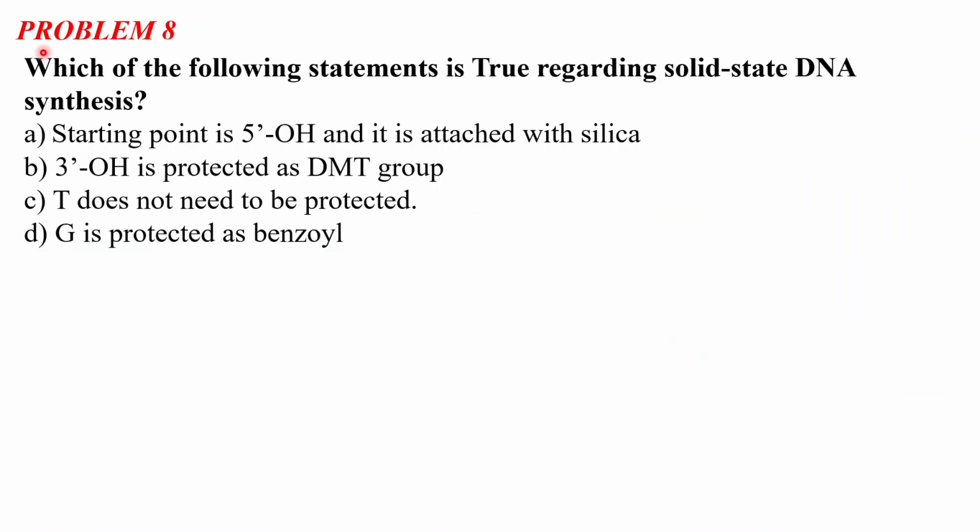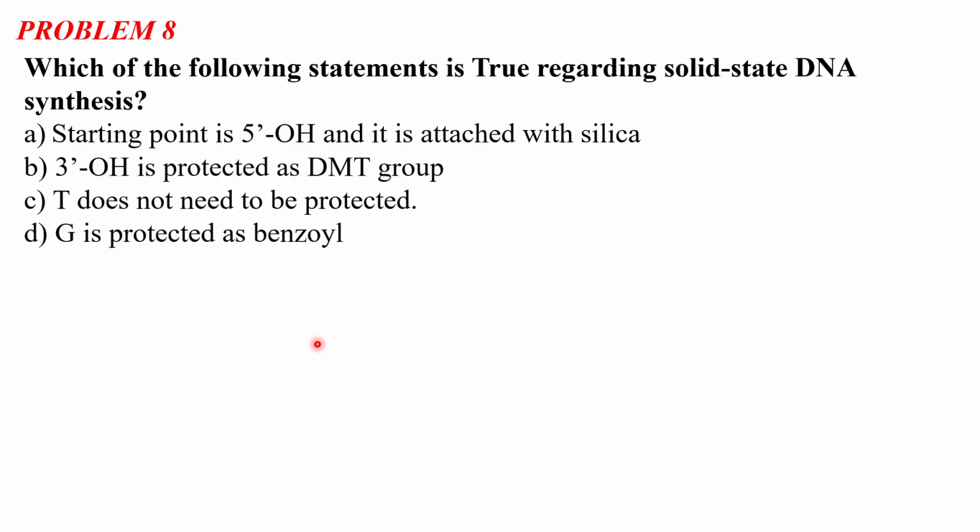Problem number 8 asks: which of the following statements is true regarding the solid state DNA synthesis? The thing which we have discussed in the last slide only. Number A, the starting point is the 5' OH and it is attached with the silica. Number B, 3' OH is protected with DMT group. Number C, thymine does not need to be protected. Number D, guanine is protected as benzoyl.